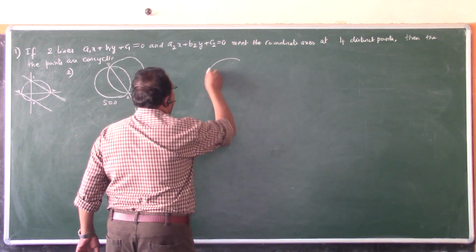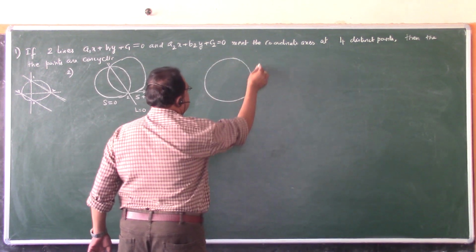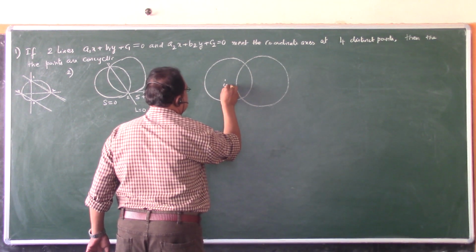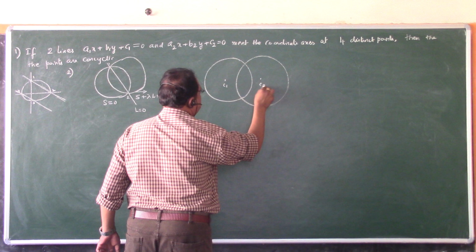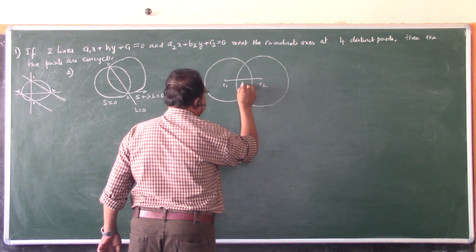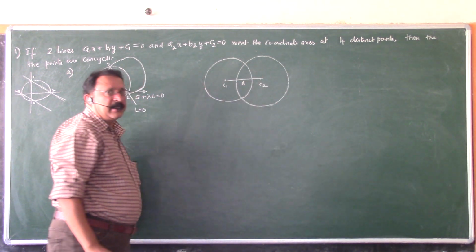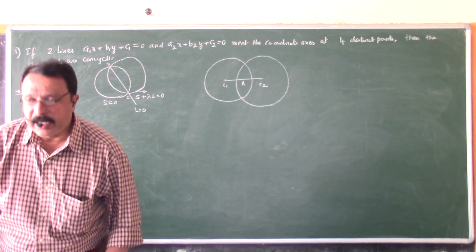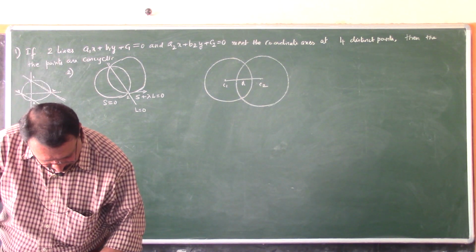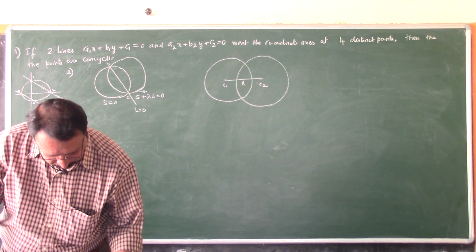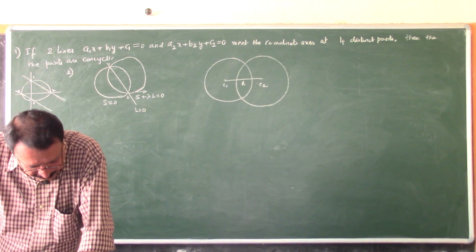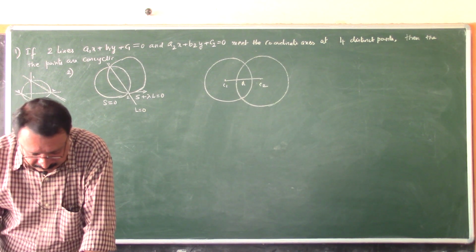Now let me take two intersecting circles. This is the first circle, this is the second circle, this is C1, this is C2, and this is D. D is the distance between the centers of two intersecting circles. And what else? Theta is the angle between the circles.